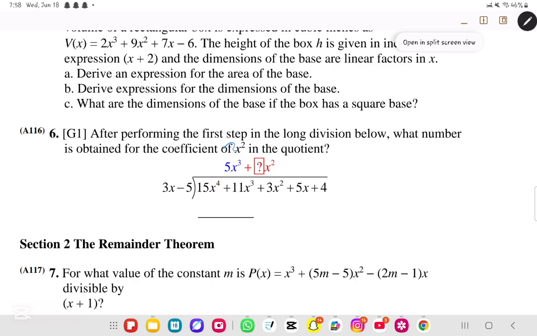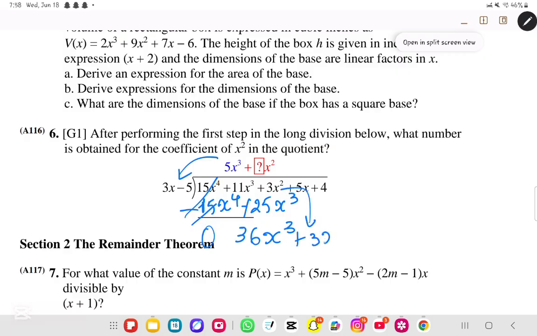So very simply, what you're going to do is multiply with the 5x squared regularly. So it will be what? 15x to the power of 4 minus 25x cubed. So now you will change both of their signs. So it will go bye-bye, it will become 0. And this will be what? It will be 36x cubed. You will drop everything else, plus 3x squared, plus 5x, plus 4.